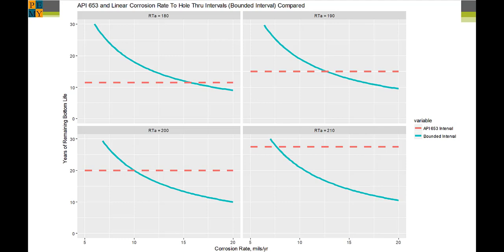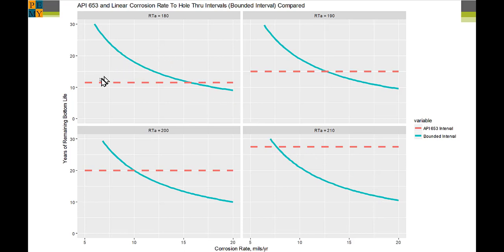Okay, what we have here is 4 plots that summarize everything that we've been talking about up to this point. They are based on a repair to thickness, or a thickness after repairs as specified by API 653, of 180, 190, 200, and 210 mils. On the y-axis we have the internal inspection interval that's computed by API 653 or by the bounded corrosion rate method. And on the bottom we have the linear corrosion rate.